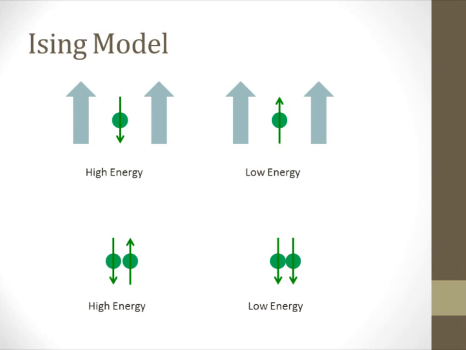The total energy of the system is determined by the orientation of the spin states. When a spin points in the same direction as the magnetic field, this is a lower energy state. If it points in the opposite direction, it's a higher state. Similarly, if adjacent spins point in the same direction, this is a lower energy state, while opposite directions corresponds to a higher state. This gives us the Hamiltonian shown here.